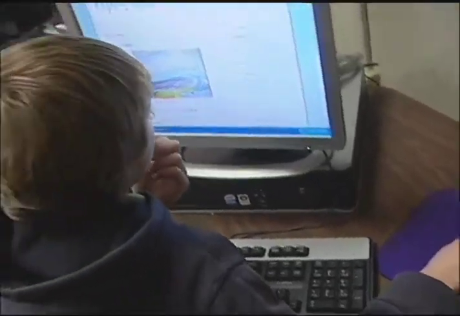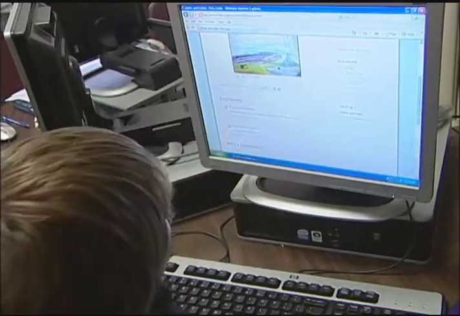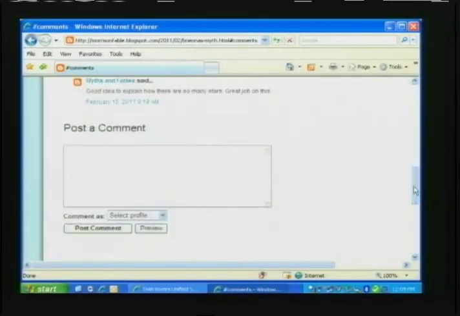One of the cool things about this project is that the students are able to leave comments for the other students, and then parents and people outside of the school can view the projects and write comments to the kids. And that's really just been one of the most exciting things for the kids.